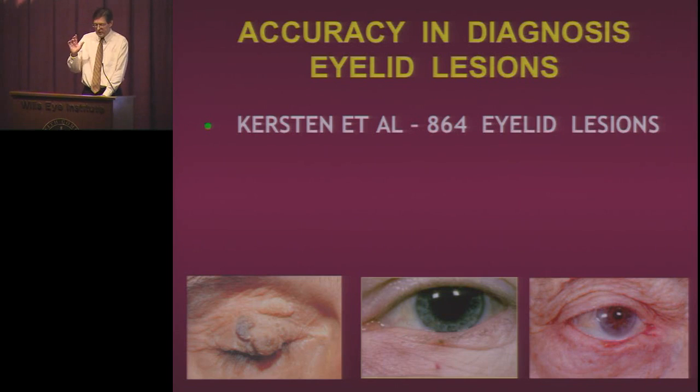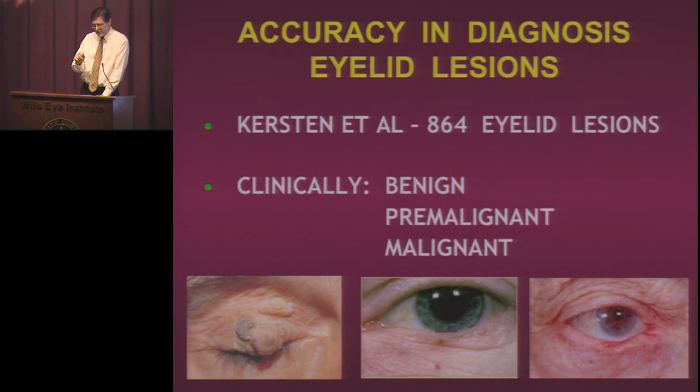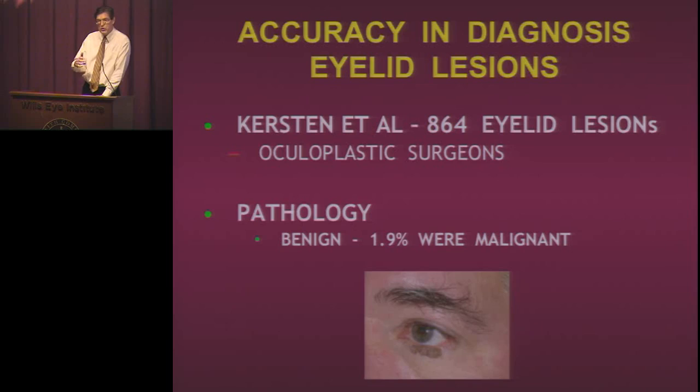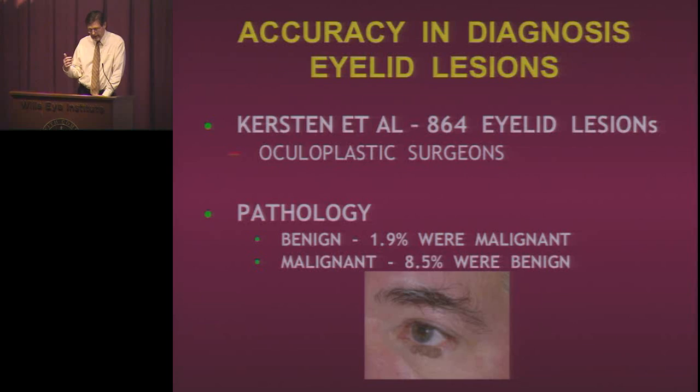And we're going to finish up. Dr. Kirsten was here maybe 3 years ago as the visiting professor. He published 864 lesions seen by different oculoplastic surgeons. Only oculoplastic surgeons saw these people and made the diagnosis. When they saw a lesion, they said it's either benign, premalignant, or malignant. They all went to pathology, and there were only oculoplastic surgeons who do a lot of these. Well, pathologically, almost 2% of those that appeared benign ended up being some type of malignancy. On the other hand, of those that were thought to be definitely malignant, not premalignant, almost 8.5% to 9% were actually benign. So bottom line is you can't tell by looking.